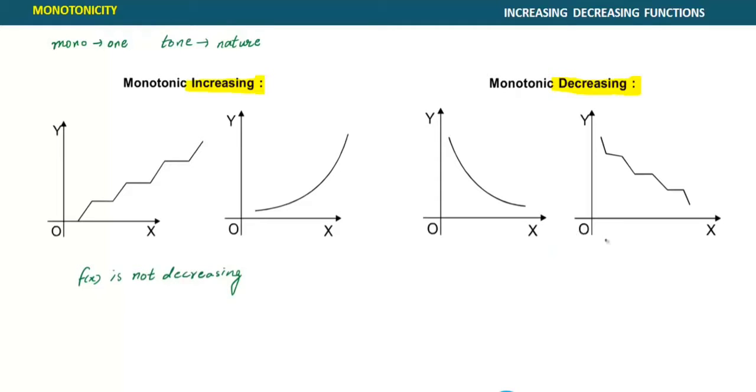And if I talk about monotonically decreasing, then the definition would be that f(x) is not increasing. I'll just highlight what I mean by this, so that we can also go about the definitions. f(x) is not increasing, f(x) is not decreasing. So what do you mean by decreasing first of all?